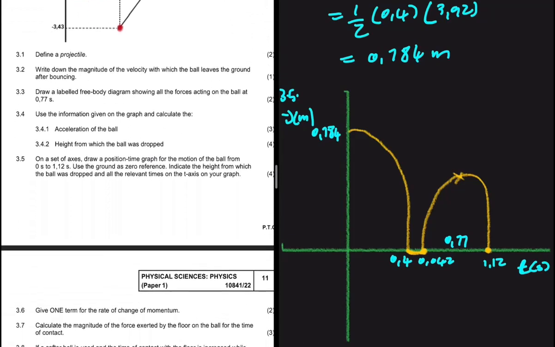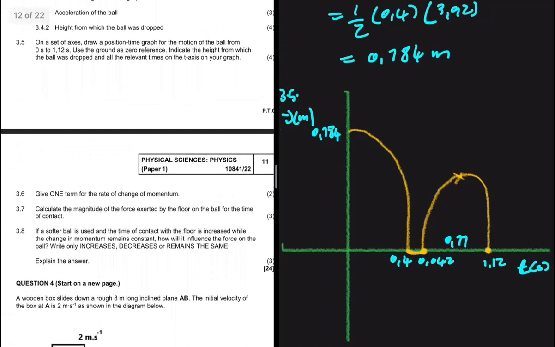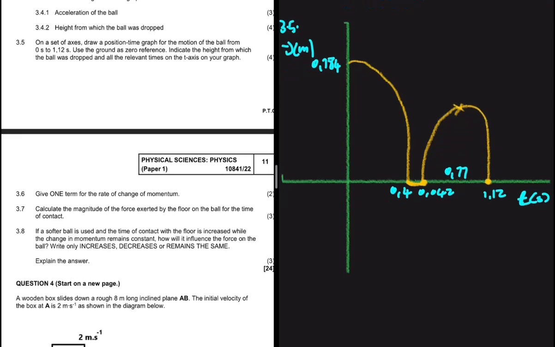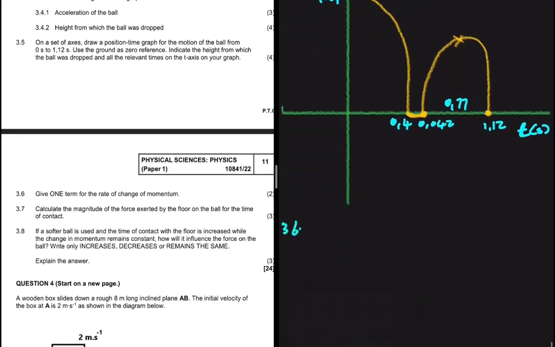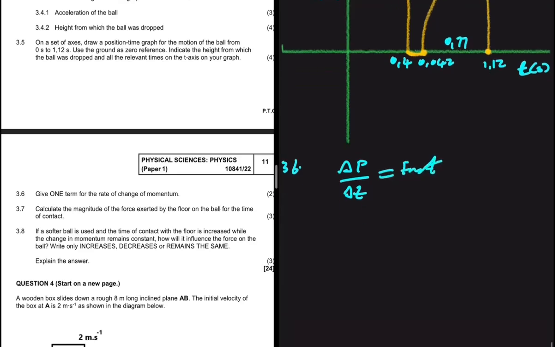Let's look at 3.6. Give one term for the rate of change of momentum. What's happening here? So the rate of change of momentum, delta P divided by delta T. We know fully well that this is equal to F net. So the one term which we should give is net force. Net force, right? If not net force, then at least resultant force. Yeah, there isn't anything else we can say there.